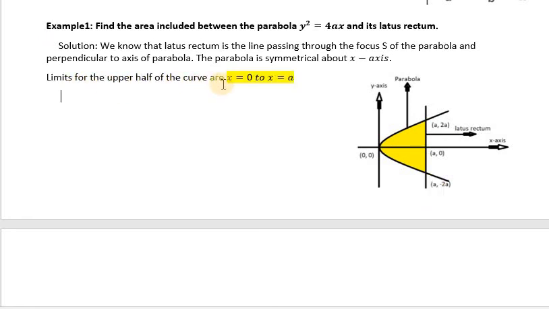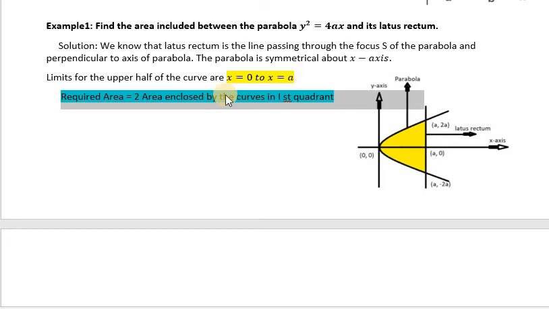Limits for the upper half of the curve are x is equal to 0 to x is equal to a. See, here in the upper half, in the first quadrant, x is varying from 0 to a. Now, the required area is twice the area enclosed by the curve in the first quadrant. So, the parabola is symmetrical about the x-axis. Therefore, the upper half of the curve is symmetrical to the lower half. So, we get the required area is twice the area in the first quadrant.